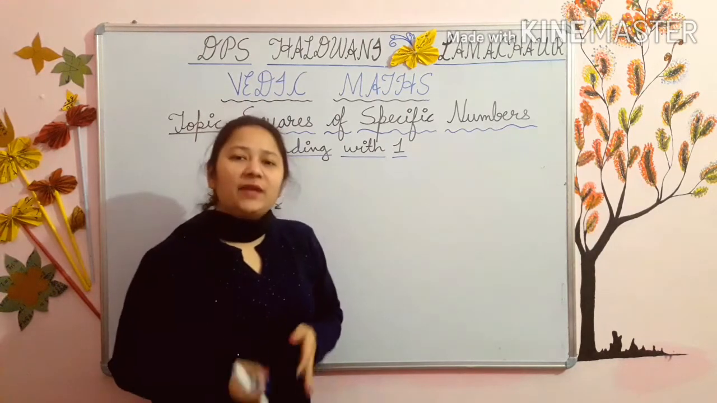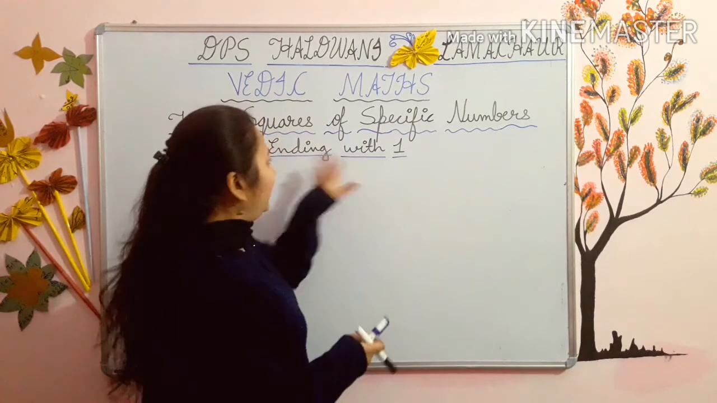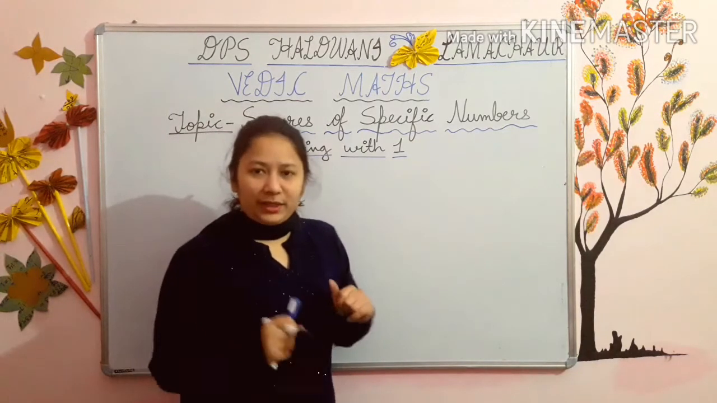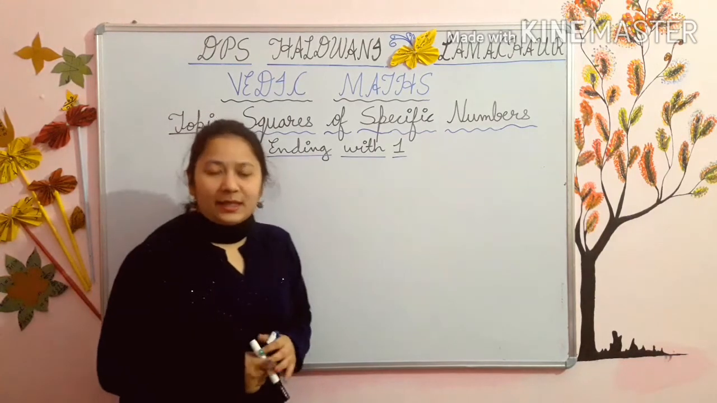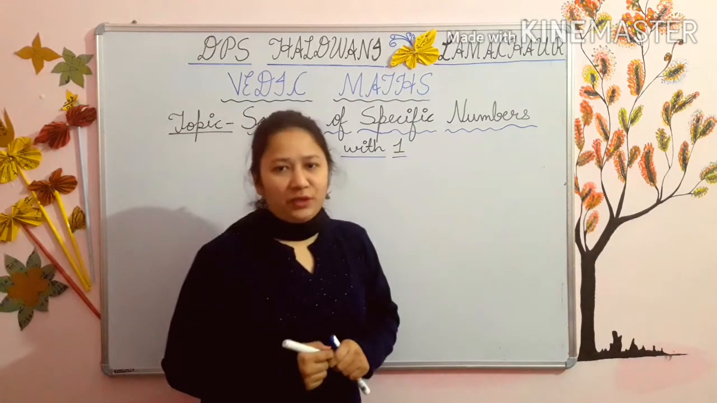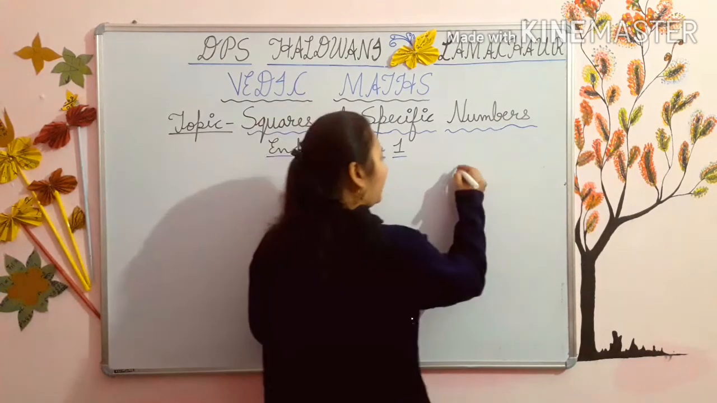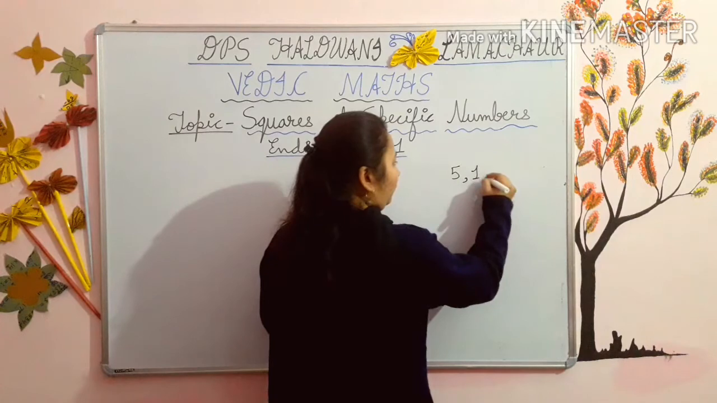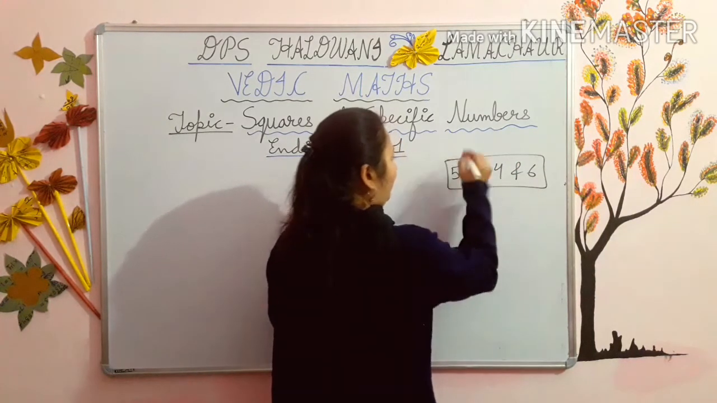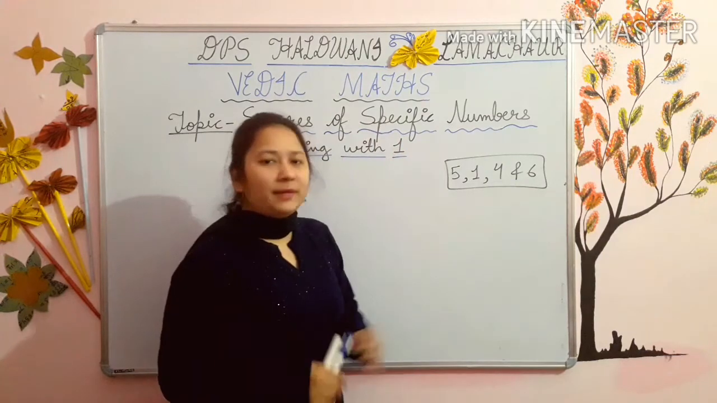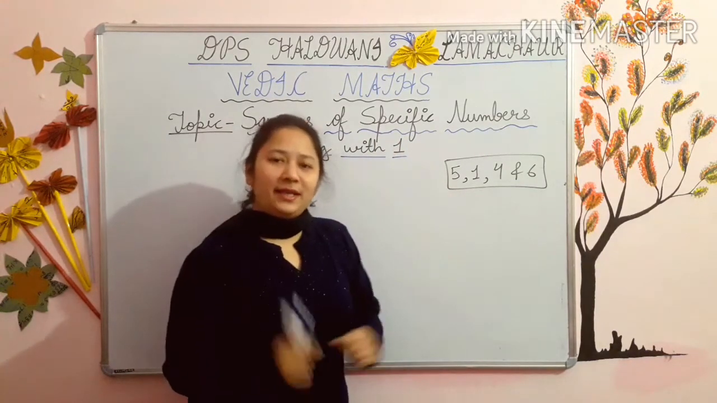So students, today our video topic is squares of specific numbers. As we have been doing this topic previously, we have done the sums related to numbers which end with 5. Now today we will take the numbers which end with 1. Yes, as I told you in my previous video, these specific numbers are 5, 1, 4 and 6. In my previous video we took 5. Now today we are taking 1.